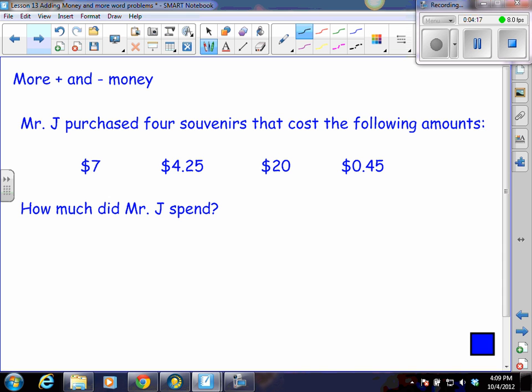Here we have a situation where Mr. J purchased 4 souvenirs that cost the following amounts: $7, $4.25, $20, and 45 cents. And the question that we're looking to answer is, how much did Mr. J spend?